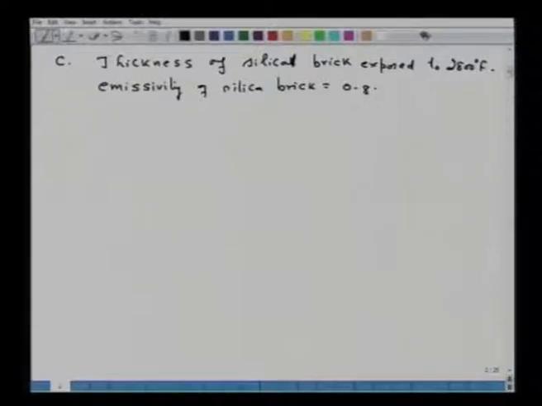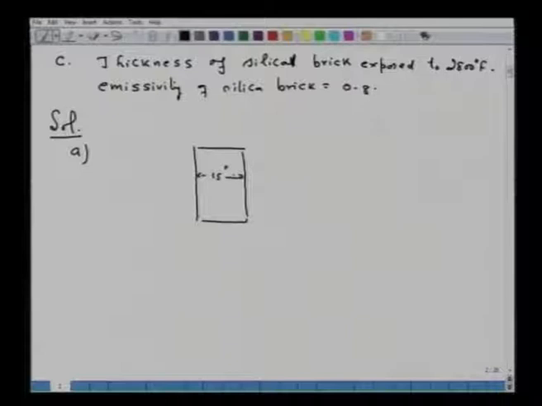Now, say for solution A, if I see the furnace, this is the thickness, and the thickness is given to us, 15 inch. If this is the furnace, then the furnace temperature is 3000 degree Fahrenheit, whereas this is the surrounding, and this temperature is given to us as 80 degree Fahrenheit.